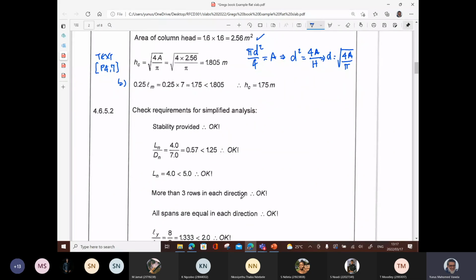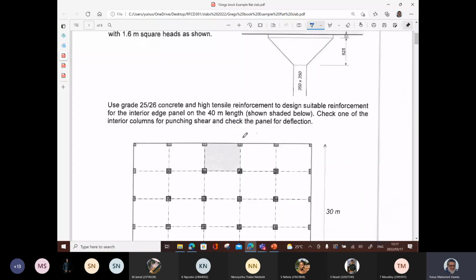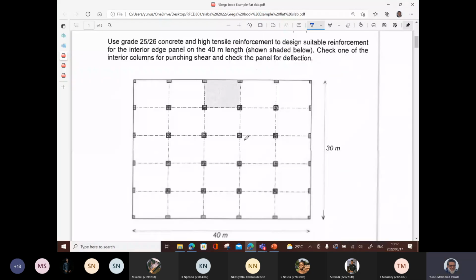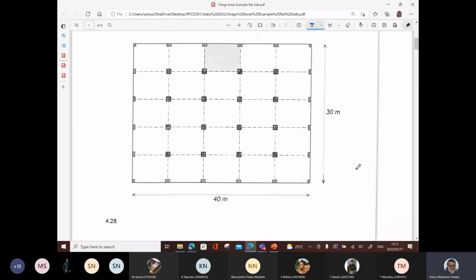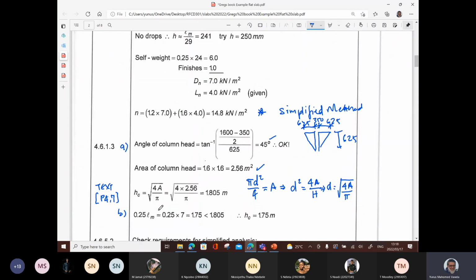Check requirements for simplified analysis. Stability is provided, that's okay. The ratio of live to dead load does not exceed 1.25, so that's there. Live load does not exceed 5 kilonewtons per square meter. We got that. More than 3 rows in each direction. We're okay with that because we worked out in the beginning 5 panels, and here we go. There it is, 5 panels in that direction: 1, 2, 3, 4, 5, and 5 by 5. So we've got more than 3 rows in each direction.